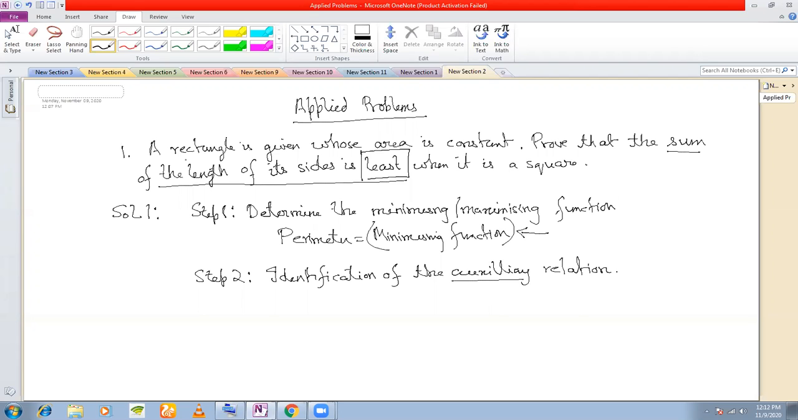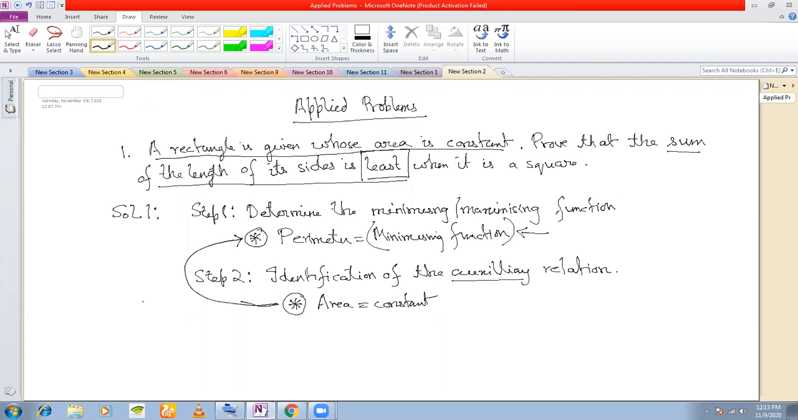Now what is the auxiliary function? See, this rectangle whose area is constant. So my auxiliary function is area is equal to constant, right? This is my auxiliary function. With the help of this function, I am going to minimize this function. With the help of the auxiliary function, I am going to minimize or maximize the function. Understood?